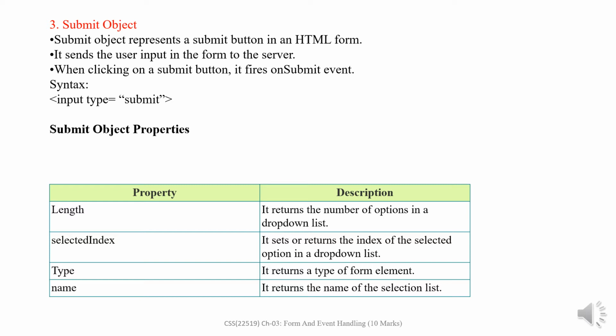These are the different object properties for the submit button. Length returns the number of options in a drop down list. SelectedIndex sets or returns the index of the selected option in a drop down list. Again, type returns the type of a form element, and name returns the name of the selection list. These are the same as the reset object, meaning the reset object properties and the submit object properties are the same for the input element.